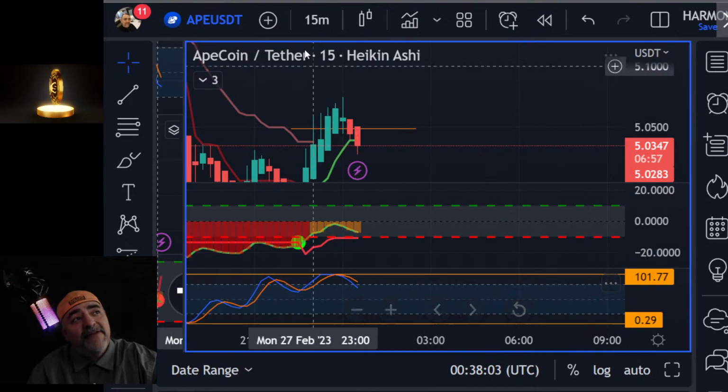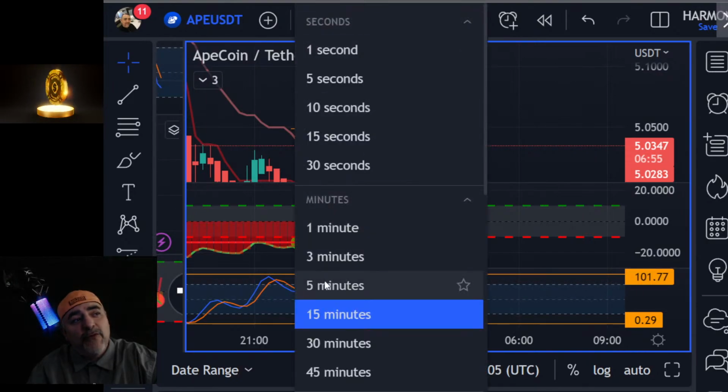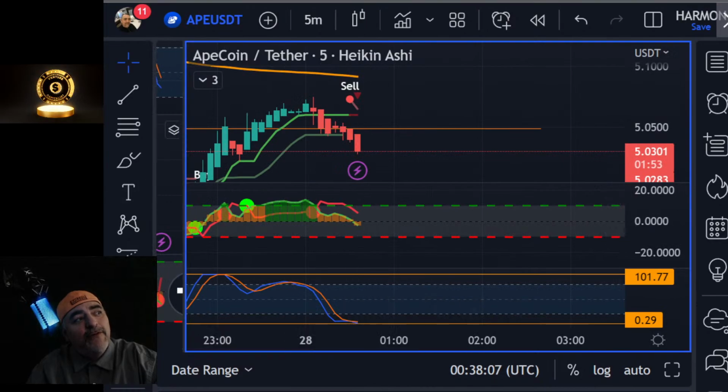So right now that 15 minute is on its way down, which means we're good to go on a short as soon as the 5 minute RSI bounces up a little and then starts to head back down. That's when we will enter our short and we will rock and roll on this. It is really that easy.